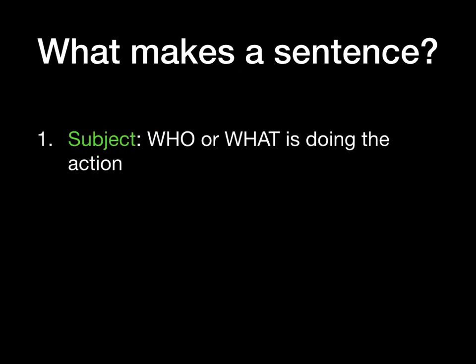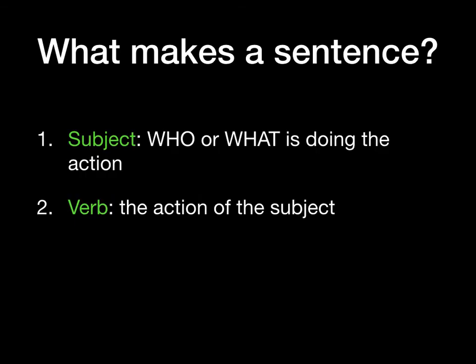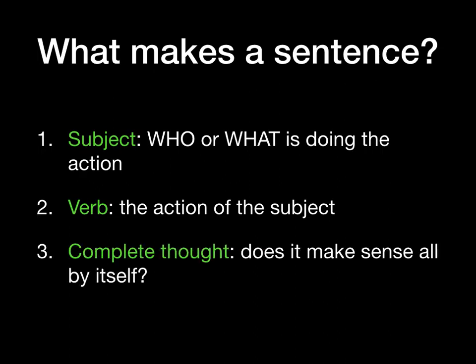So we have established that the subject is who or what is doing the sentence, and the verb is the action of the sentence. But there's one more thing that your sentence has to have in order to be an actual sentence, and that is that it has to make sense by itself. Students quite frequently write fragments that have subjects and verbs but don't make sense by themselves. Take this as an example.